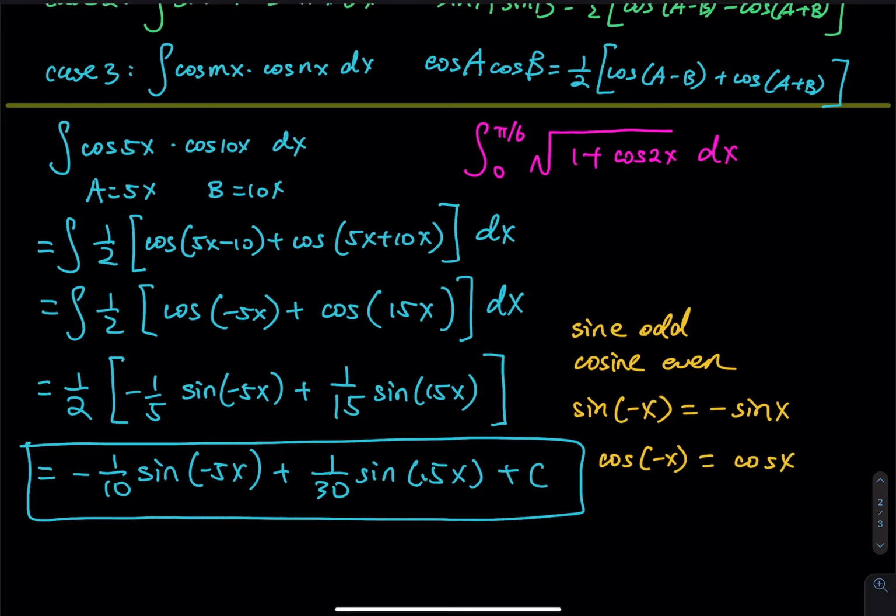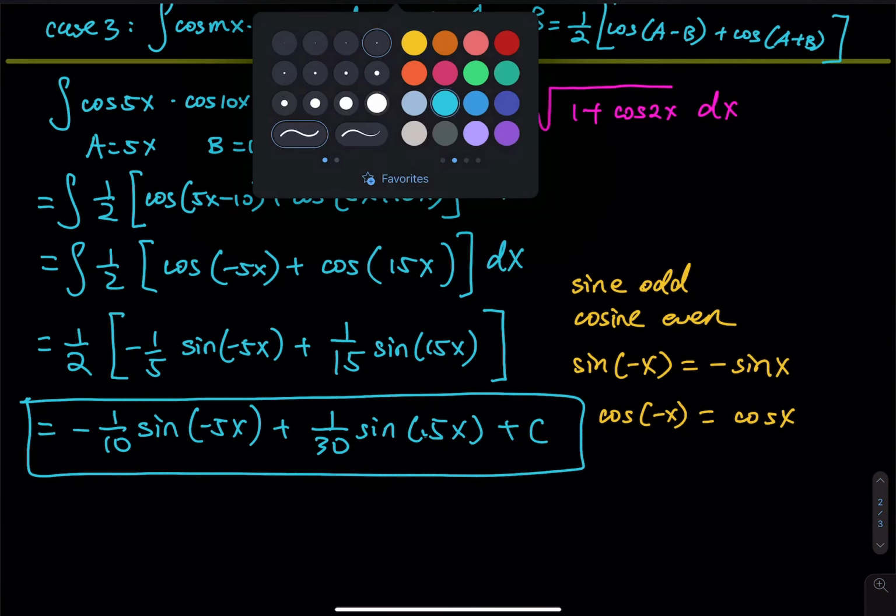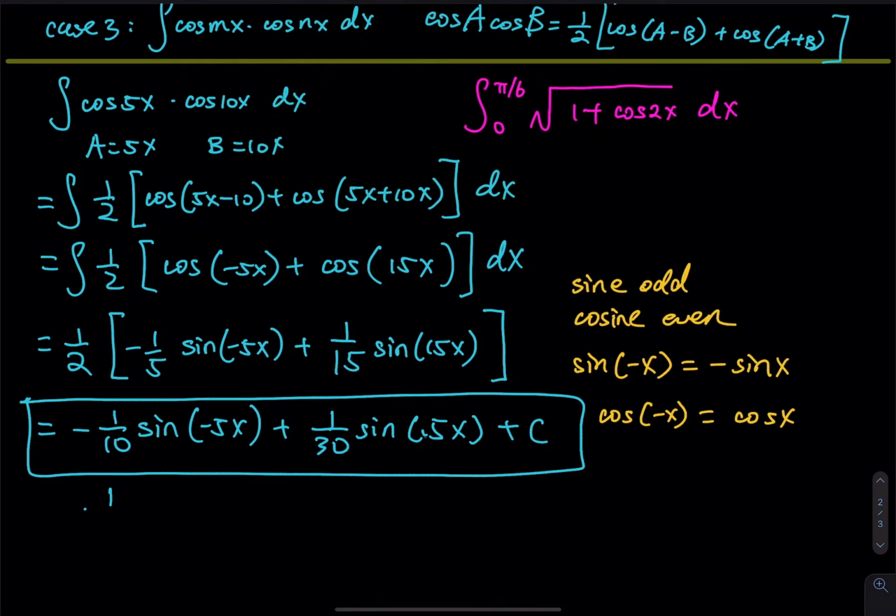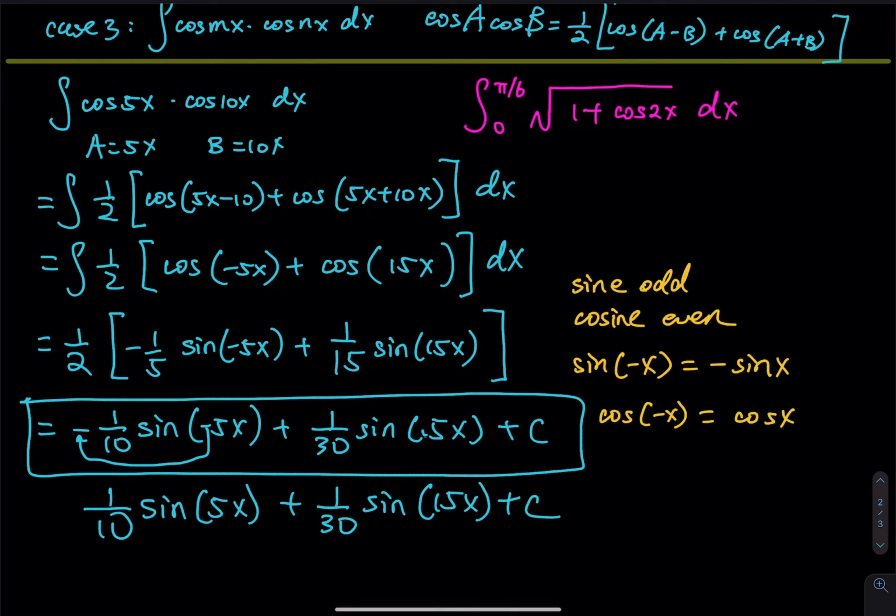So for this one, you actually have to take the negative out from the 5. That means at the end of the day, we have 1/10, and you take this negative out, so the negative becomes positive: sine of 5x, plus 1/30 sine of 15x, plus c. That is the final answer to the first integral.